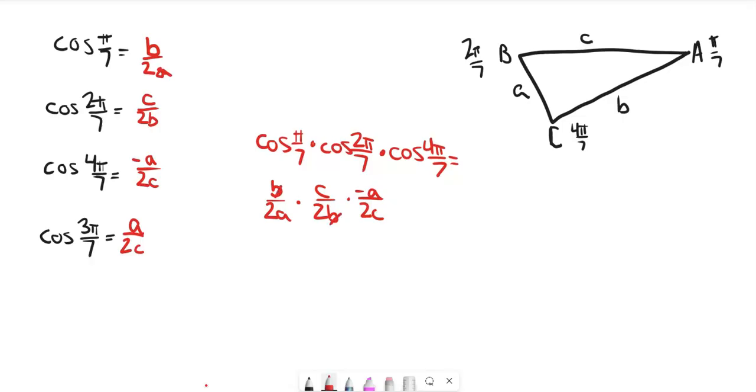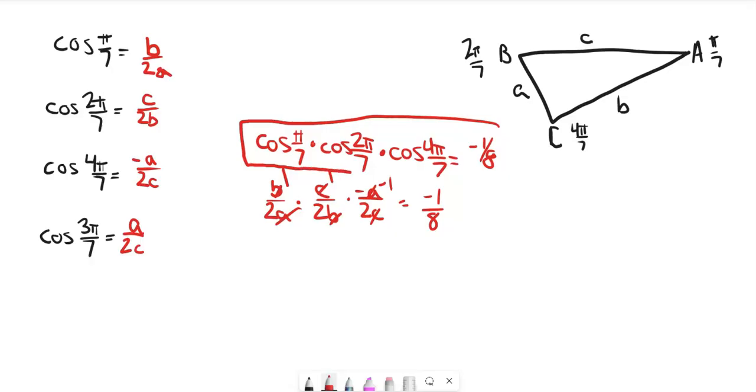So we cancel off the b's, the a's, and the c's. The numerators are basically empty, so those become 1s, and we have a negative 1 on the end here. So we take 1 times negative 1, which is negative 1. And on the bottom, we're left with 2's. 2 times 2 times 2 is 8. So the product of cosine pi over 7, cosine of 2 pi over 7, and cosine of 4 pi over 7 equals negative 1/8.